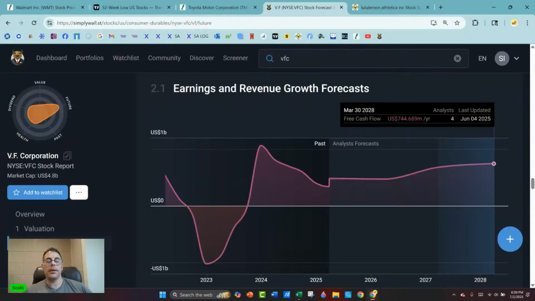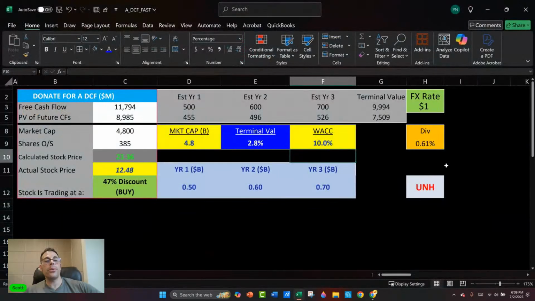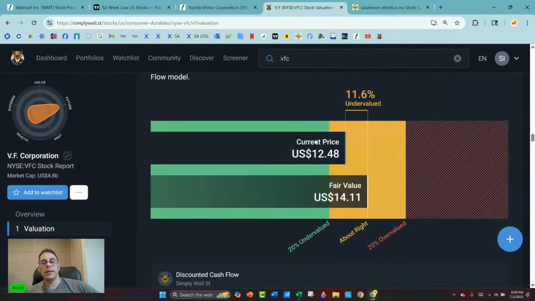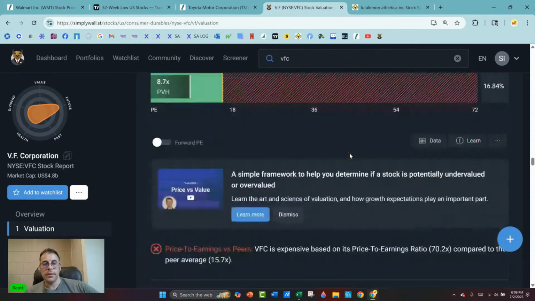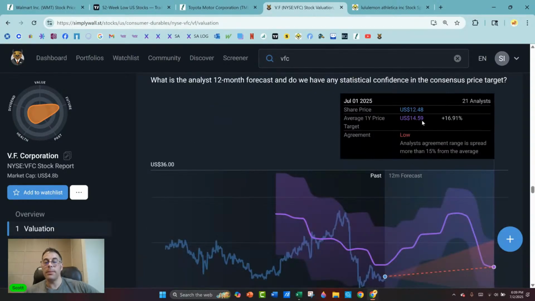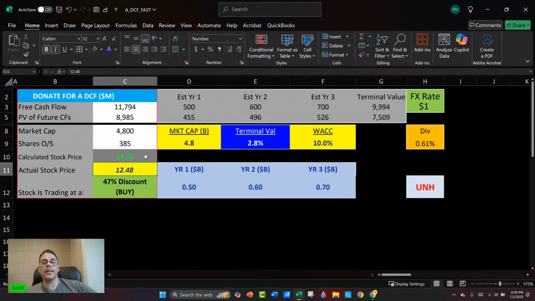Zim, yeah, that's a popular one. So I'm at 23, so it looks pretty undervalued. They're trading at 12. I'm at 23. It's a 47% discount. Let's see what Simply Wall Street has. So they're 14, a slight discount. Let's see what the analysts say. Similar. So usually I'm not that much higher, but in this case, quite a bit higher.